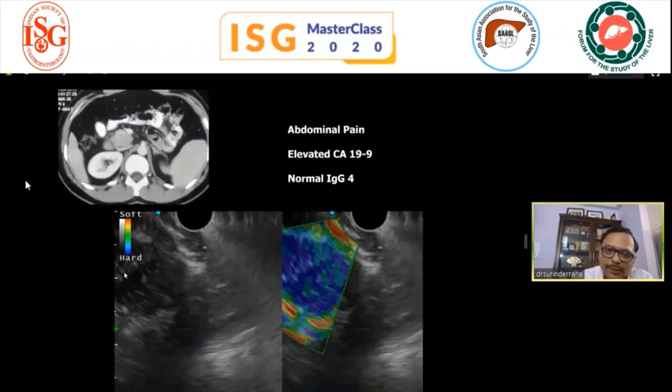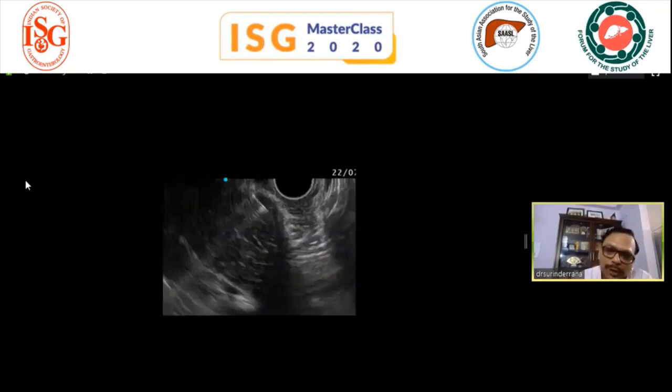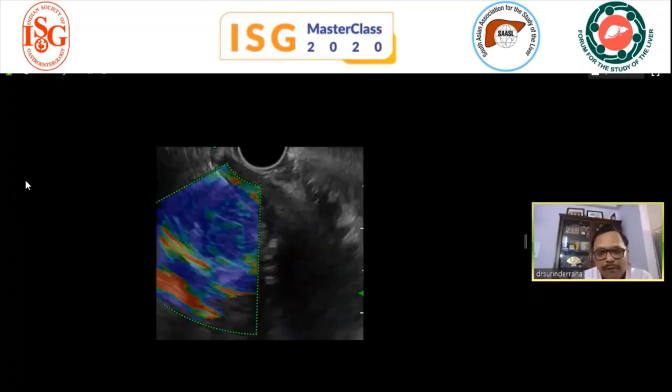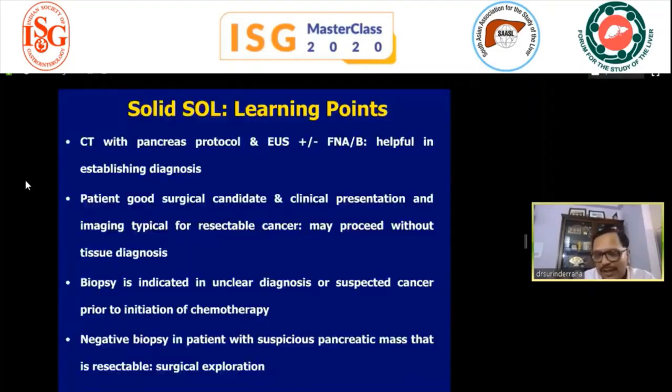For example, in this case, you can see there is a clear mass in the uncinate process. Patient has come with abdominal pain. There is no jaundice. CA19-9 is elevated. The IgG4 is normal. You see a clear hypoechoic mass in the head of pancreas. It is stiff on elastography, suggestive of adenocarcinoma. You go ahead, do an FNA, you don't find any malignant cells. Second time, you go ahead, do a fine needle biopsy, EUS elastography guided. There you look at the sampling of the hard lesions. Again, you don't get a diagnosis. So this patient is sent for surgical resection, and finally we get a diagnosis of type 2 autoimmune pancreatitis. So you should be prepared for surprises. You cannot always get a diagnosis.